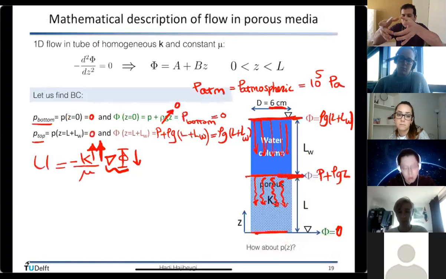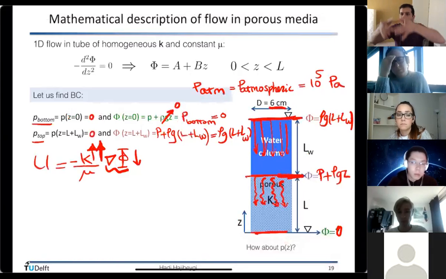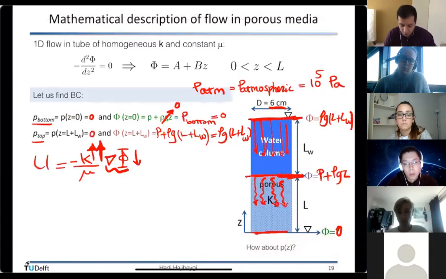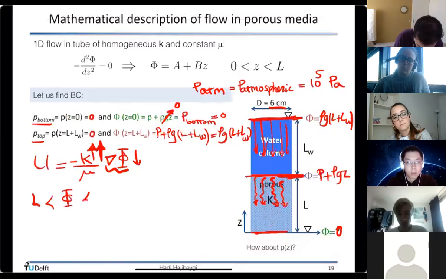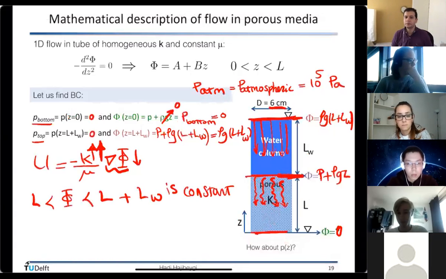It can be just a 6 centimeter diameter tube with no sandpack, nothing in it. It can just flow easily. And then when it starts to enter the porous part of the filter, it starts to observe resistance. So phi between L up to L plus LW is constant, because in between it's only water channel. There is no porous structure.